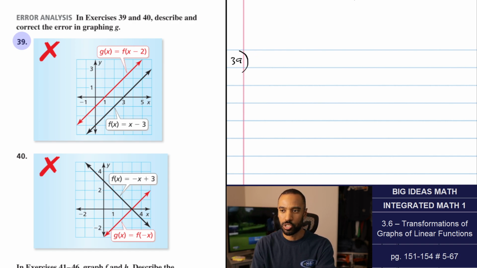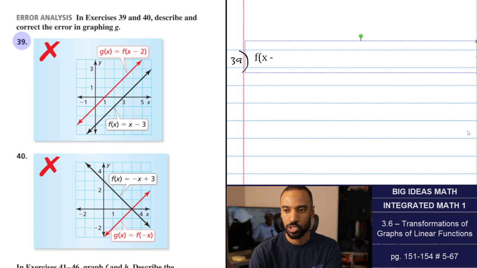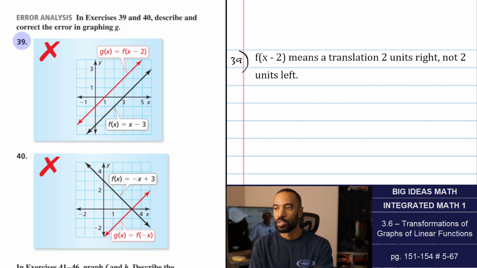So f of x minus 2 means a translation 2 units right, not 2 units left. Now our correction needs to be in a graph. So I am going to graph this one.